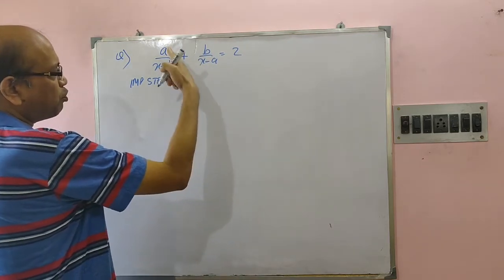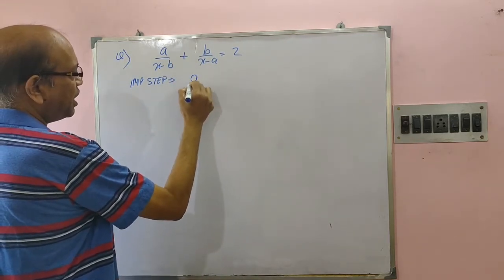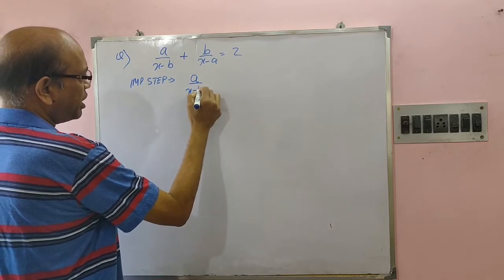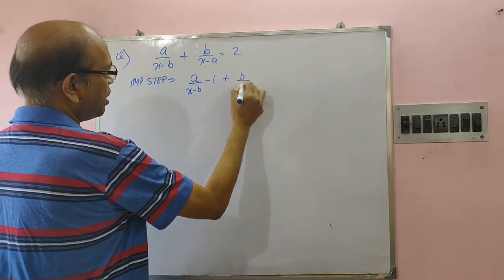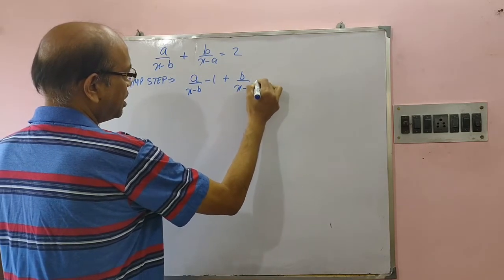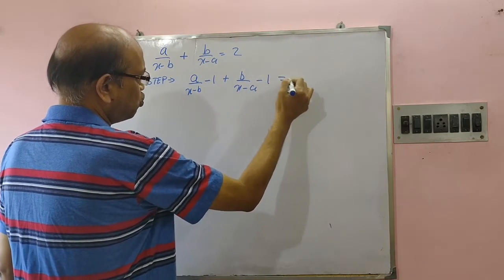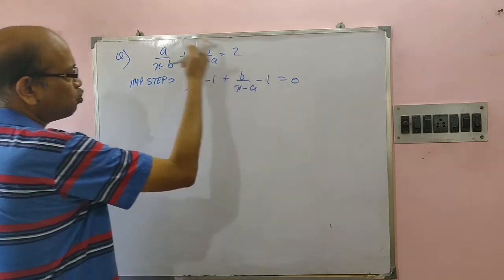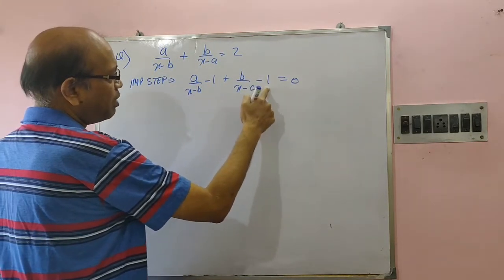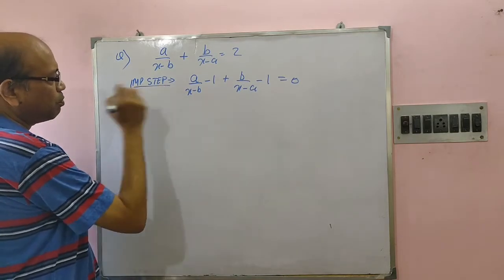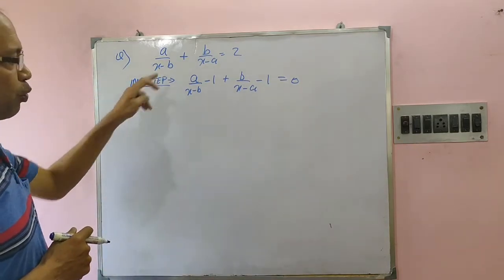This 2 has to be brought to this side, like a by x minus b minus 1 plus b by x minus a minus 1 is equal to 0. This 2 will come here as minus 2, and that can be written as minus 1 and minus 1. This is the most important step for such questions.